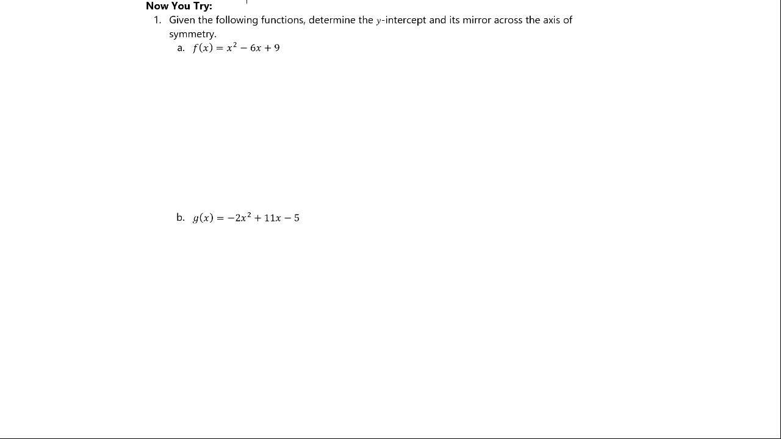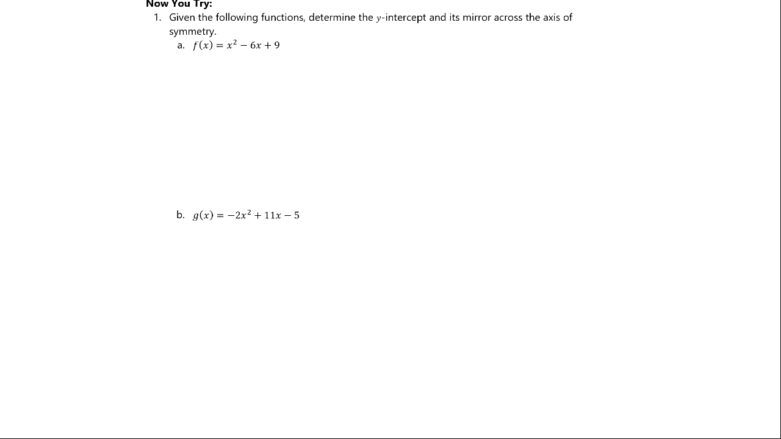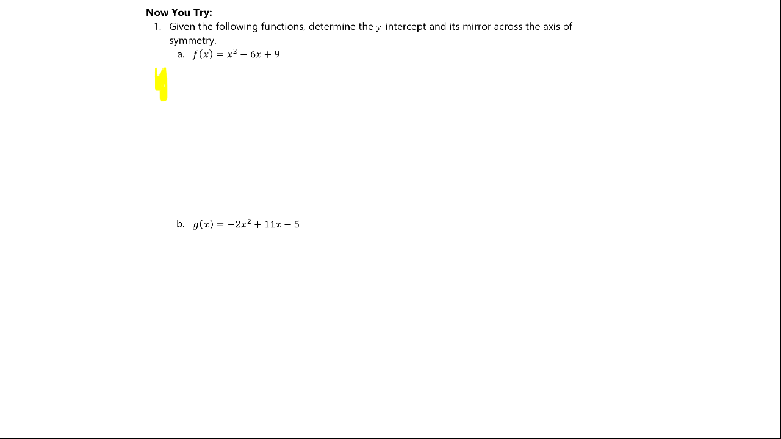For part A, if you want to find the y-intercept, we are just going to go for the definition. We use f of 0 to give us the y-coordinate of the y-intercept, and we'll see that everything else will turn into 0 other than the constant term, which is 9, and therefore our y-intercept is (0, 9). And then we can calculate the axis of symmetry first.